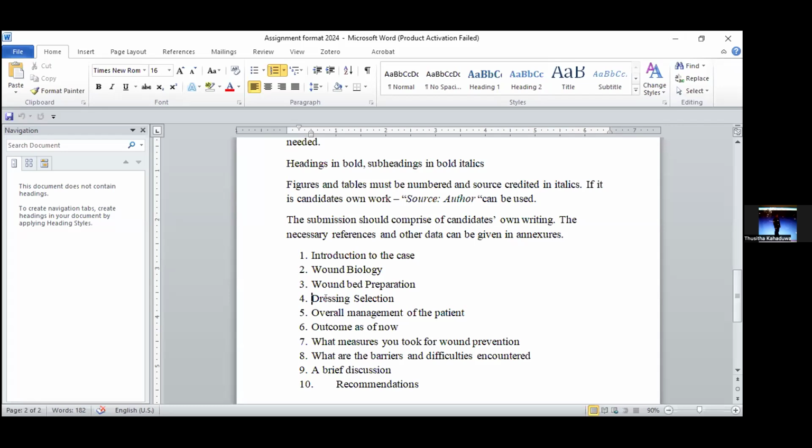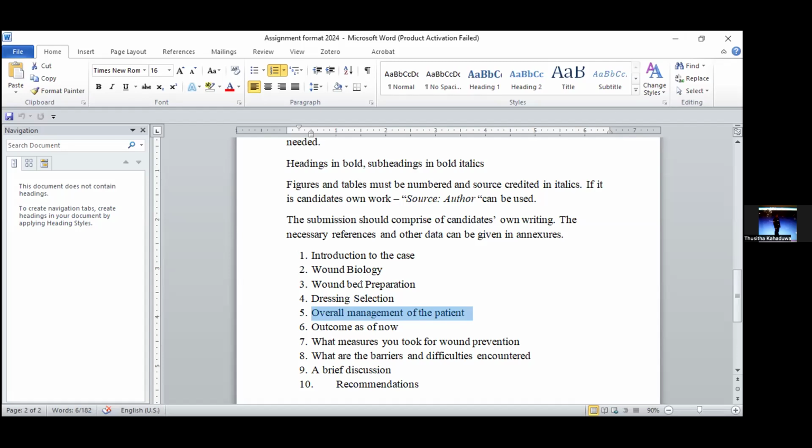Then the disinfection also you can go on that, and what you would have done. Overall management, basically you can work around what has happened. So how you would have managed versus this.